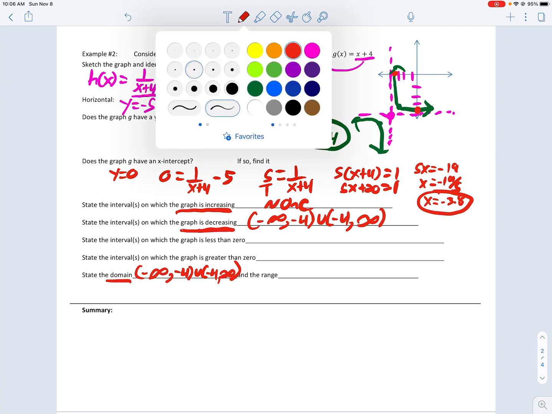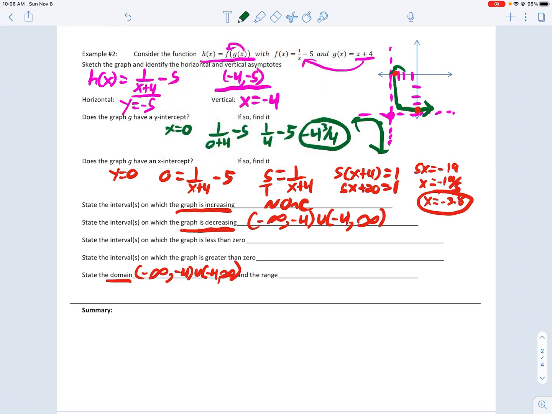Well, might as well do the range then. So the range is everything but -5, right? It starts down at -infinity, gets to -5. Then we have to skip -5 and then keep going. How do I know I'm skipping? Because there's the asymptote that I'm coloring in green right now, right? We skipped that value. It's at -5.